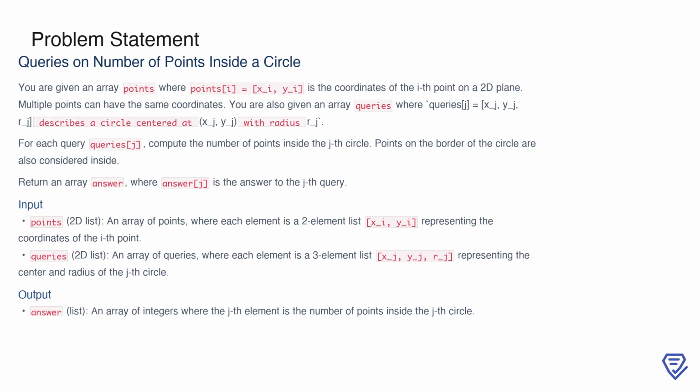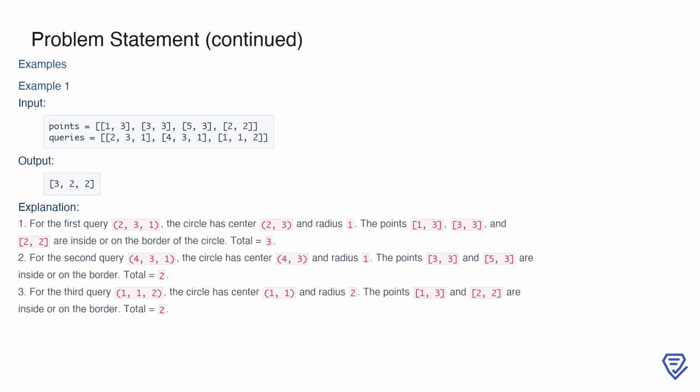The goal is to compute, for each query, the number of points that fall inside its circle. Importantly, points that lie exactly on the circle's border are also considered inside. Finally, you will return an array answer, where each value corresponds to the number of points inside the circle for that specific query. To make this clearer, let's look at an example.